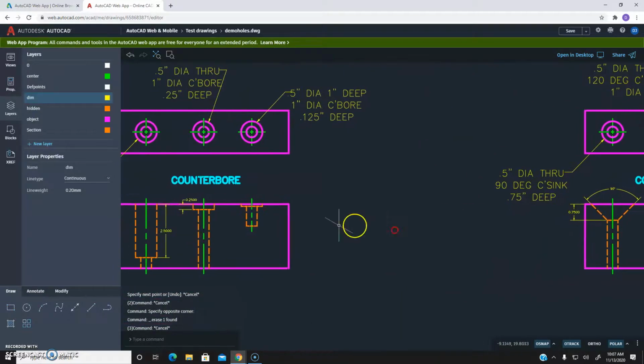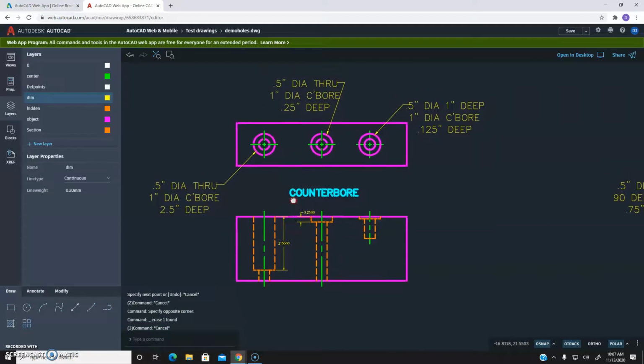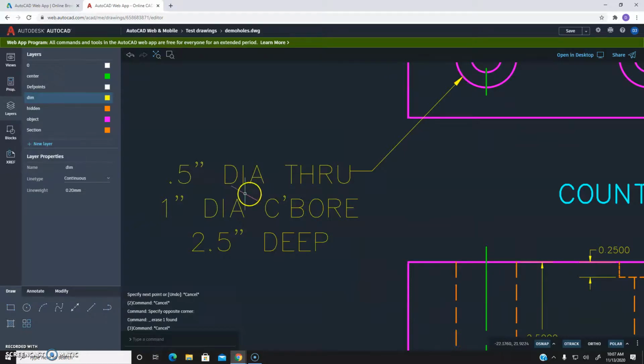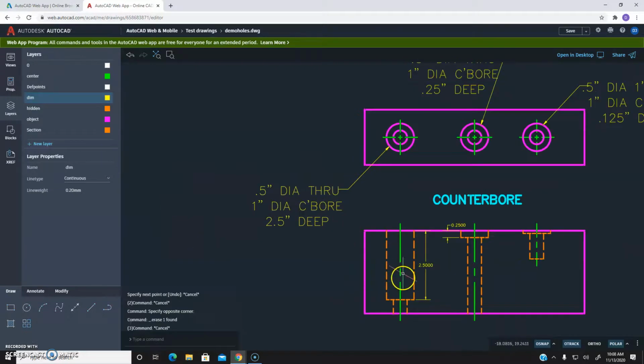Moving on to counter bores. Counter bores are similar to countersinks, except that they have squared up shoulders. These are more for like bolts. You'll see these more in a metal application than in a wood application like you would with countersinks. So if we look at our first one, we've got 1/2 inch diameter through. Again, same thing. 1 inch diameter counter bore, same as last time. 2.5 inches deep. Now this 2.5 inches deep because it's after the counter bore call out actually means that the counter bore itself is 2.5 inches deep, not the through hole, because the through hole goes all the way through our 3 inches of material.